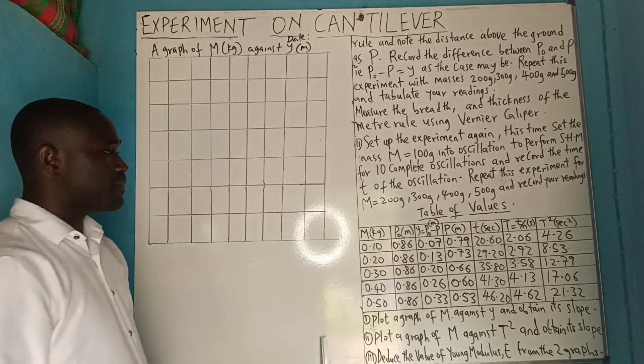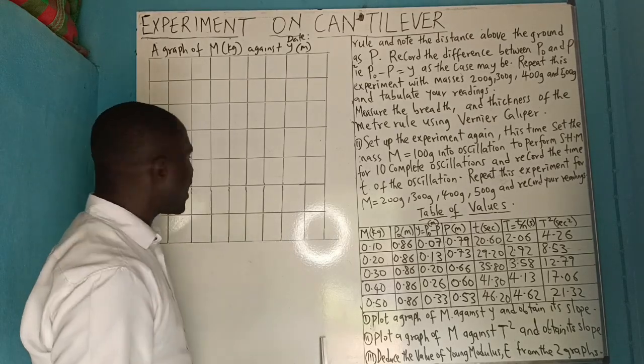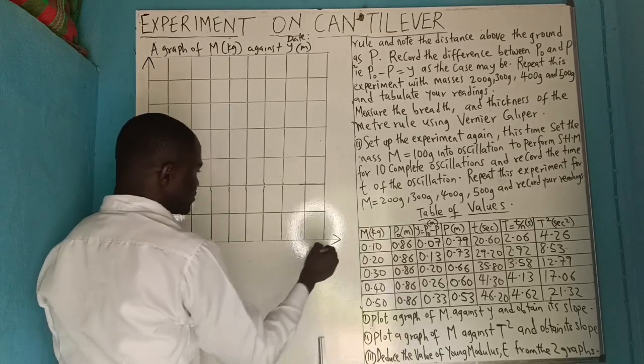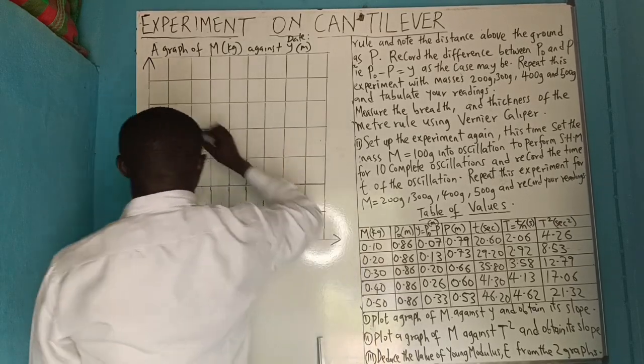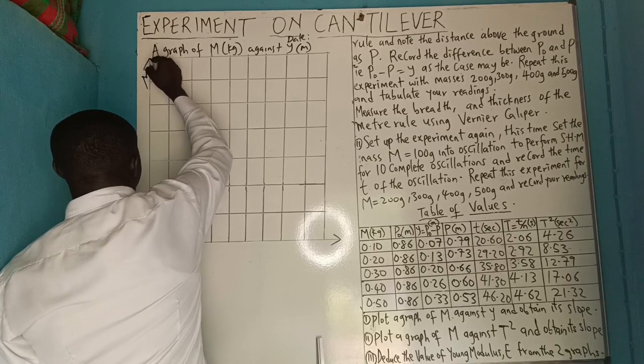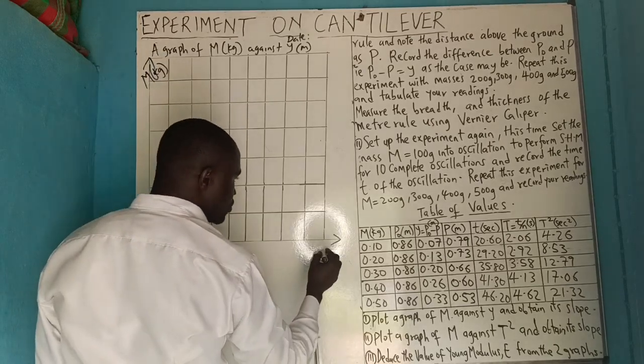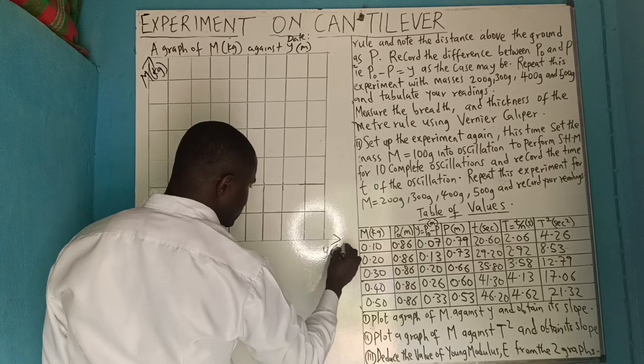Then next thing we are to do is label our Cartesian axes. We call here our M in kg and our Y in meters.